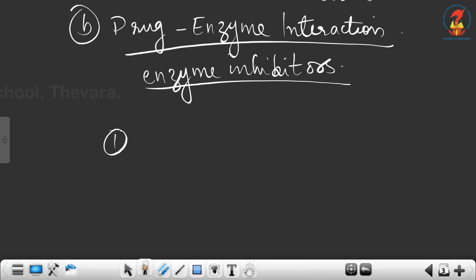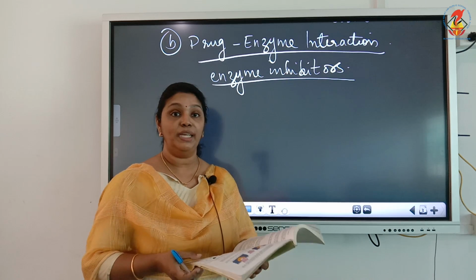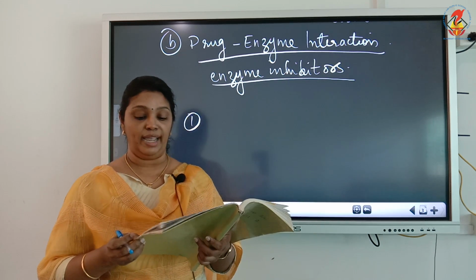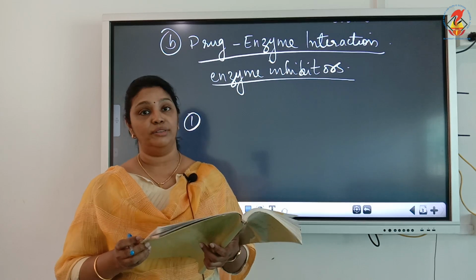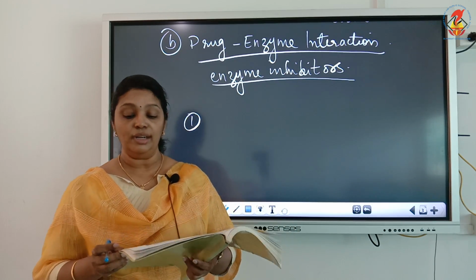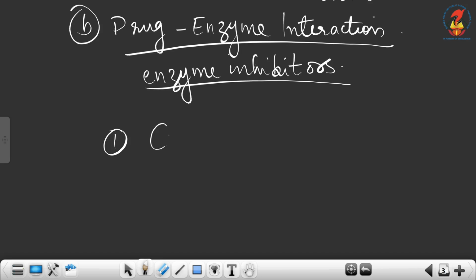The first method is that drugs compete with the natural substrate for their attachment on the active site of the enzyme. Such drugs are called competitive inhibitors. So, we have a term called competitive inhibitors.